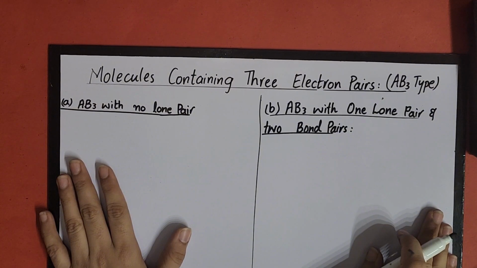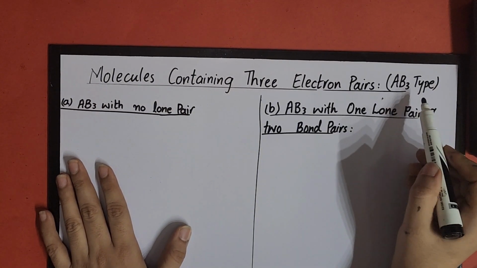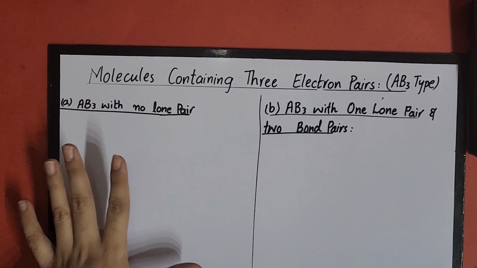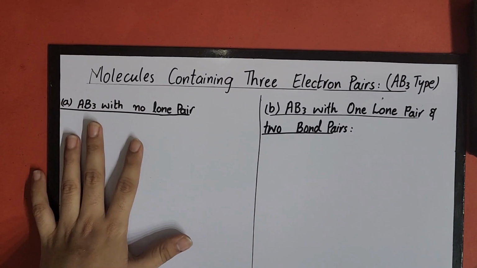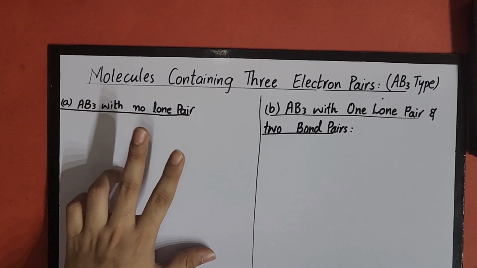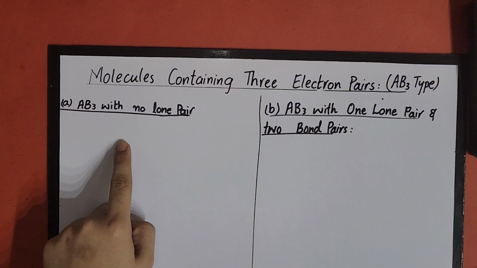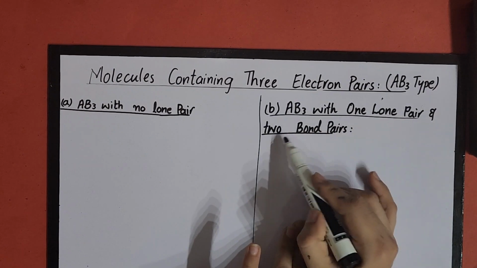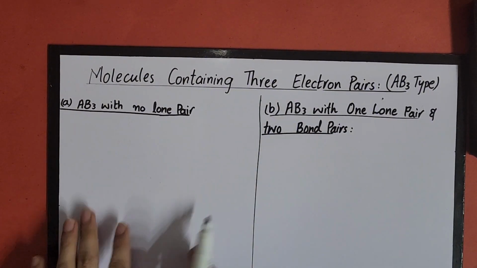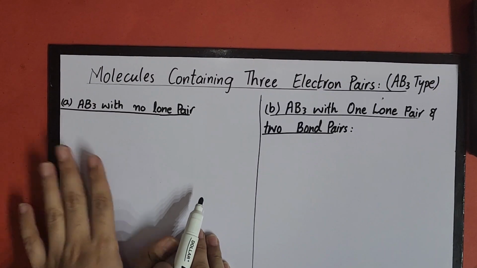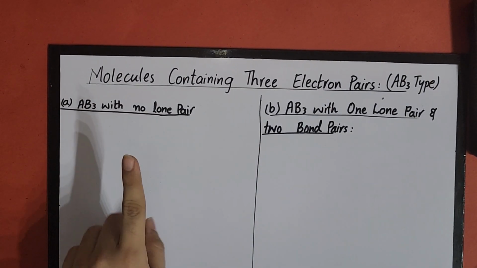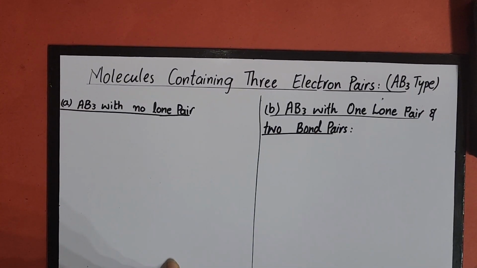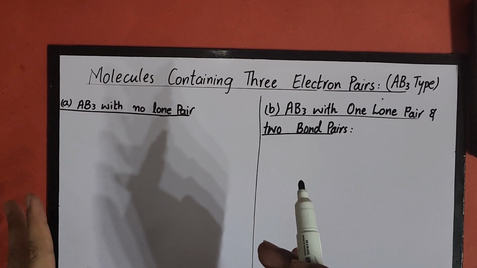Molecules containing 3 electron pairs, AB3 type molecule. It has 3 types of molecule composition or geometry. For example, AB3 with no lone pair and 3 bond pairs, and another geometry with AB3 with 1 lone pair and 2 bond pairs. So we will discuss step by step. In such molecules, the central atom contains 3 bonding electron pairs which are arranged at maximum distance apart at the mutual angle of 120 degrees, giving a triangular planar geometry.